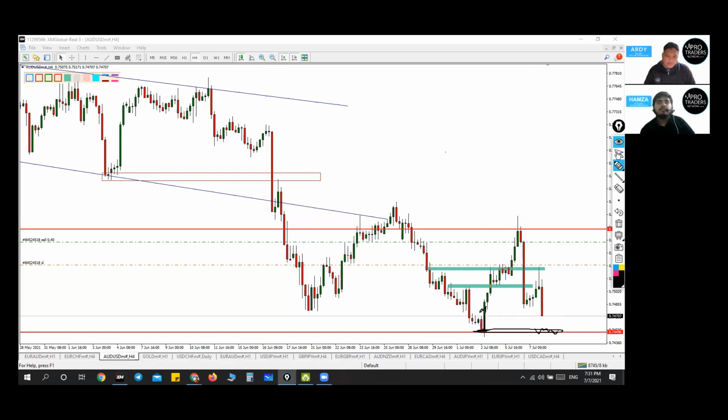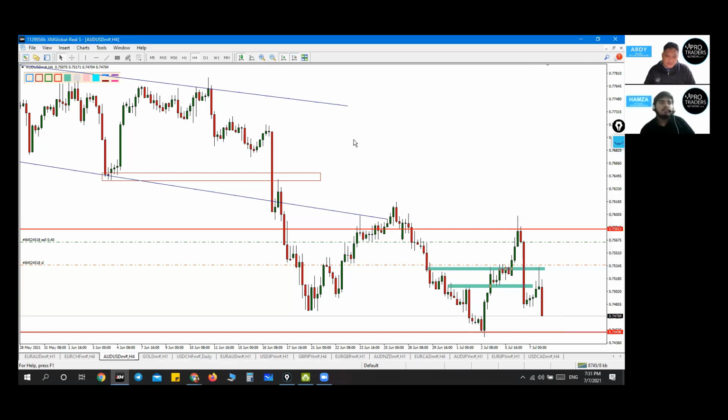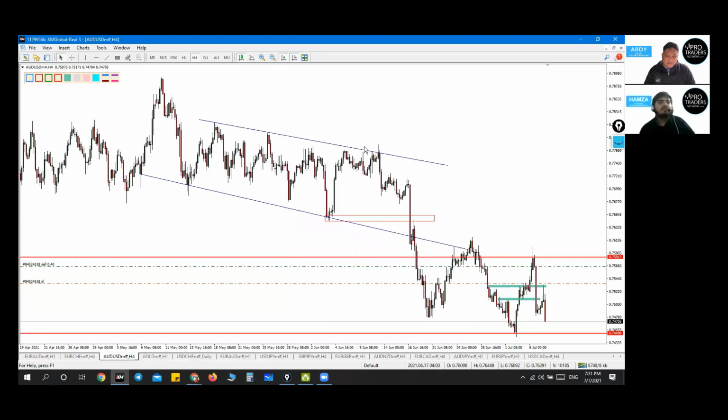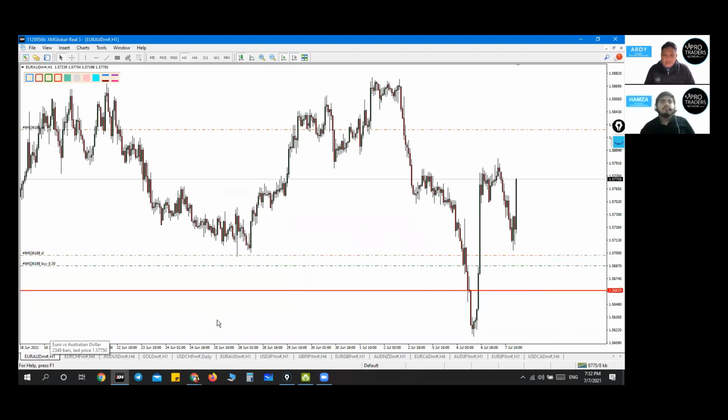But if you look at the structure of the chart, right, Hamza, I think it can even go lower than that last low, because we have a lower high at around the 0.7588 zone. So it's quite bearish actually for the Aussie at this point, but this is still in the short term, and hopefully we're going to take a look at how and where it stops.